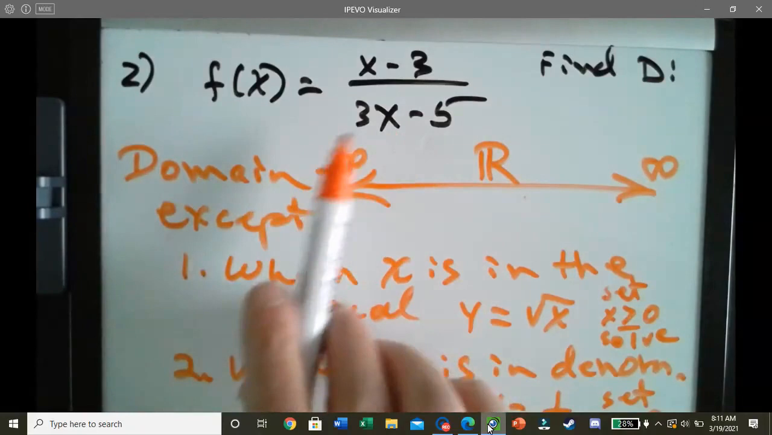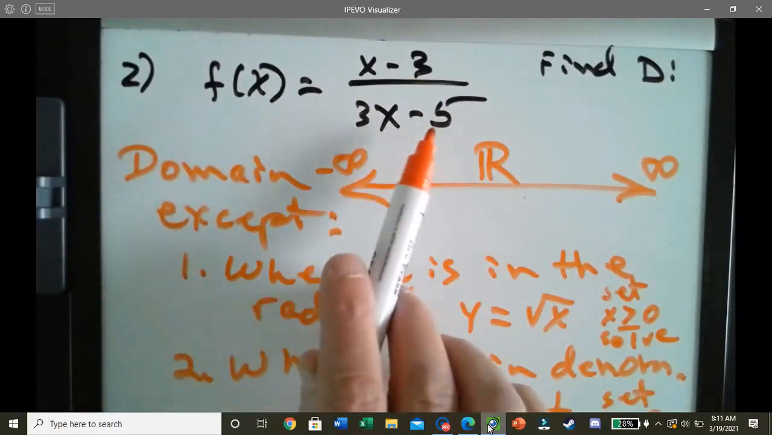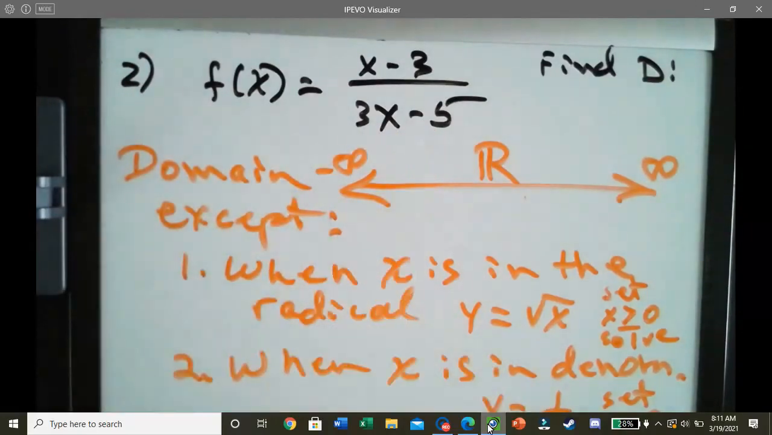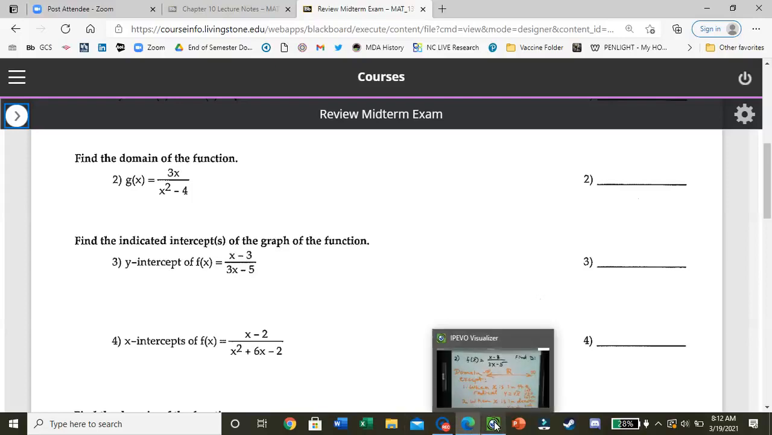You're going to take the 3x minus 5, right? Yeah, go ahead. Number 2 is different from my opinion. Oh, hold on a minute. What now? 2 is find the domain. Oh, 3x, x squared minus 4. Okay. All right. Okay, I got the wrong one, don't I? All right, we'll fix that.